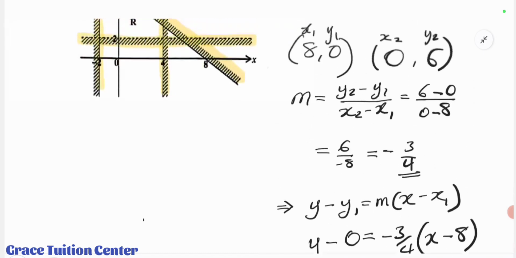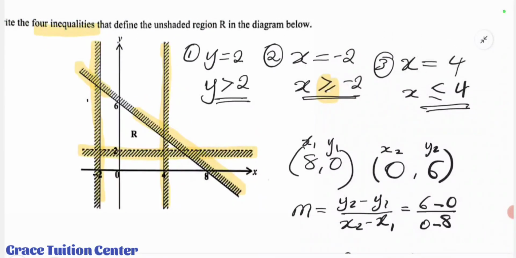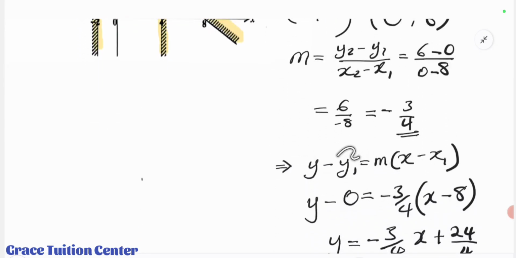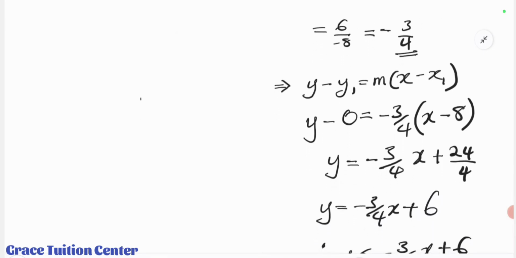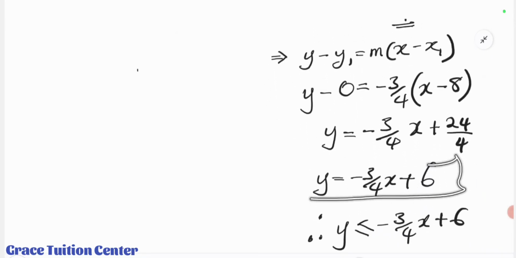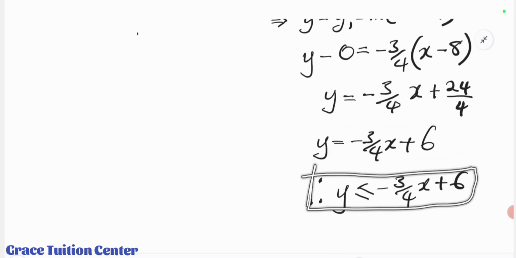Okay? So this line here is the only line which is a bit involving. You have to find the gradient first. After that, you have to find the equation of the line using this formula there. After that, once you find the equation of the line, which is this equation that we have found here, you can go ahead and change the equation into an inequality.